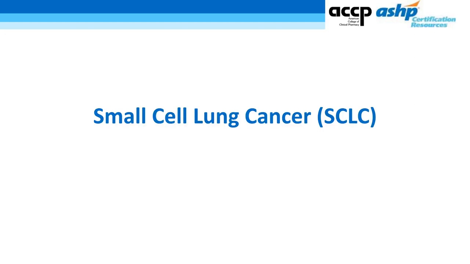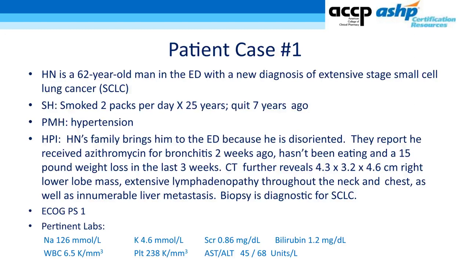We are first going to start with small cell lung cancer. We're going to start with a patient case. HN is a 62-year-old man in the ED with new diagnosis of extensive stage small cell lung cancer. HN's family brings him to the ED because he's been disoriented. They report he received azithromycin for bronchitis 2 weeks ago, hasn't been eating, and has noticed a 15-pound weight loss in the last 3 weeks.